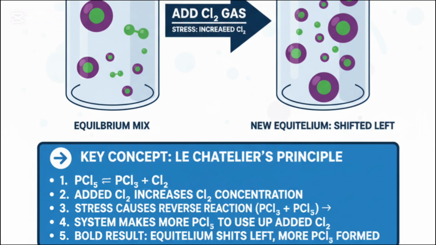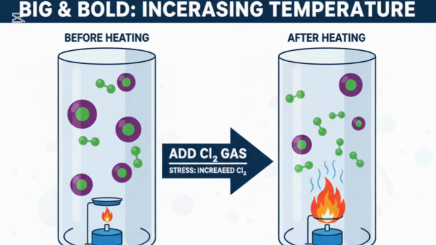Q2. What happens if we add Cl₂ gas to the mixture? Adding Cl₂ means increasing the concentration of a product. The system will try to reduce this change by moving toward the reactant side. So again, the equilibrium shifts to the left, forming more PCl₅.